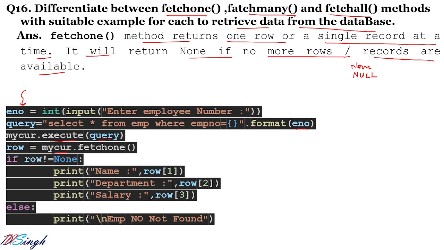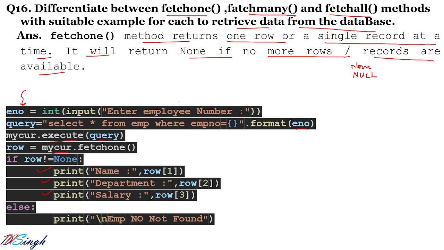If row is not equal to None, it means something has been fetched from the result set, then we know in that record there are 3 values: name, department and salary. So these 3 are printed. This is an example code. If you have done such codes or seen my video like case based question on database, you are able to understand this code. Else, if nothing has been returned by fetchone, print employee number not found.